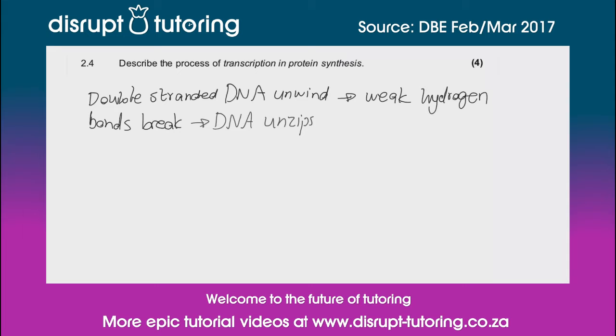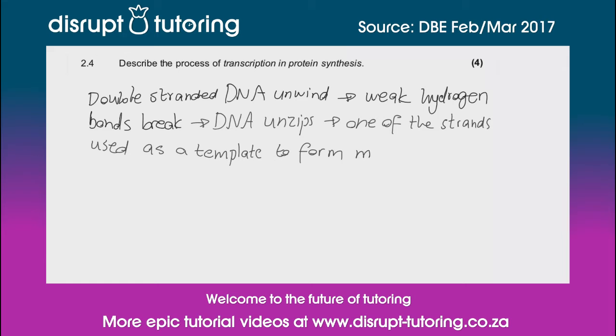Once the DNA unzips, one of those strands is used as a template to form an mRNA strand, and it uses free RNA nucleotides from the nucleoplasm.